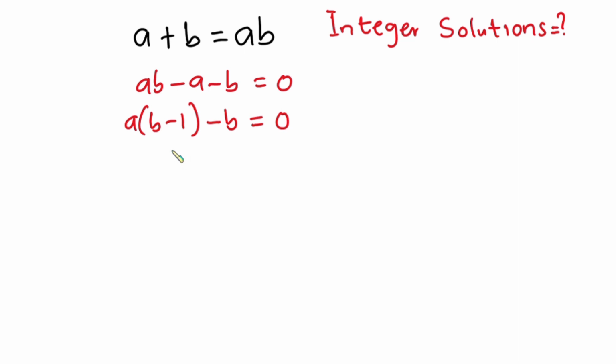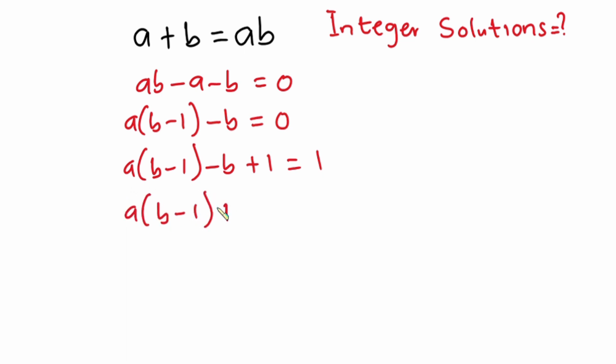Now let's go ahead and then add positive 1 to both sides of the equation. Now the reason is that if we add 1 to both sides of the equation, we can factorize it easily, okay? So we have a into b minus 1 minus b plus 1 is equal to 1. Awesome. Now the left hand side of the equation could be written as a into b minus 1 plus 1 minus b, and this is equal to 1.